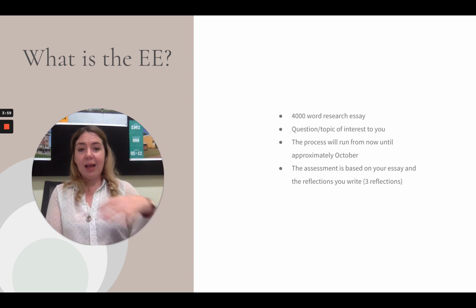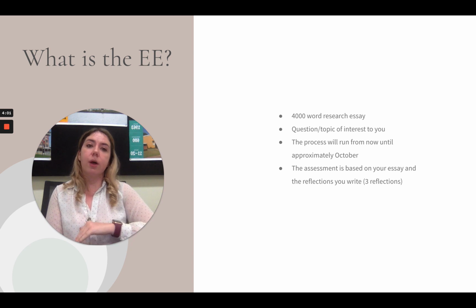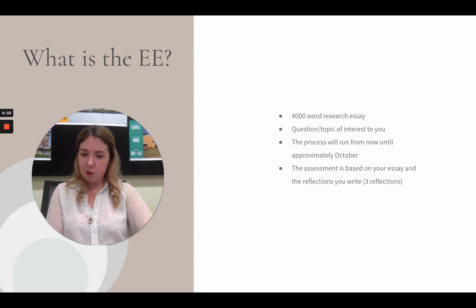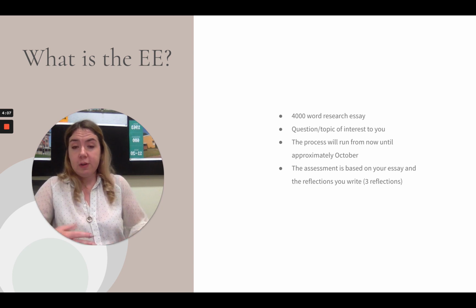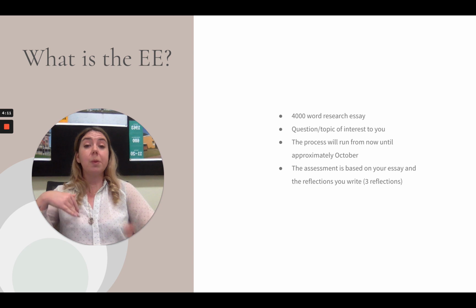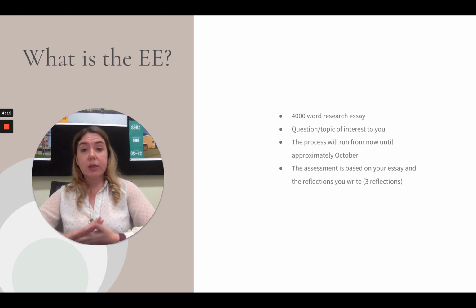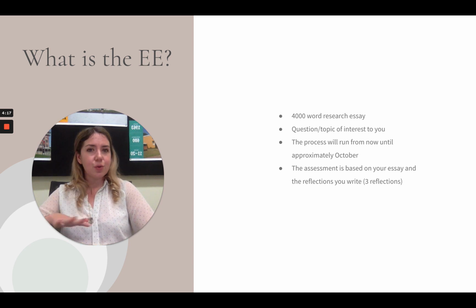So as we're doing that, the process itself will run until October. That's how long you'll have to produce this 4,000 words. And what you will produce in October is a final essay that will be no more than 4,000 words and 3 written reflections. Now, I'm not going to talk too much about the reflections today. I have a separate workshop I'll run on that a little bit later. But I just want to highlight one important detail about them.